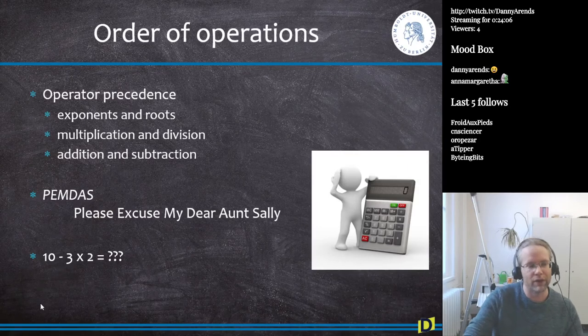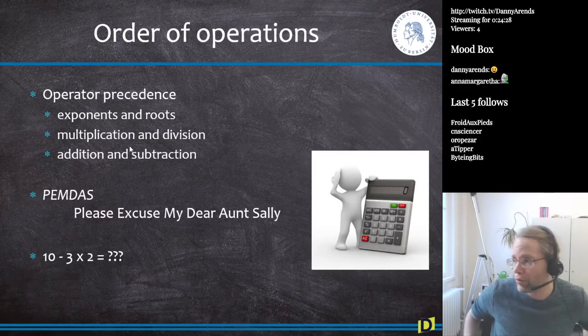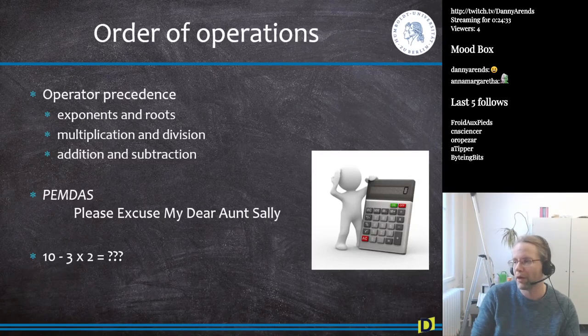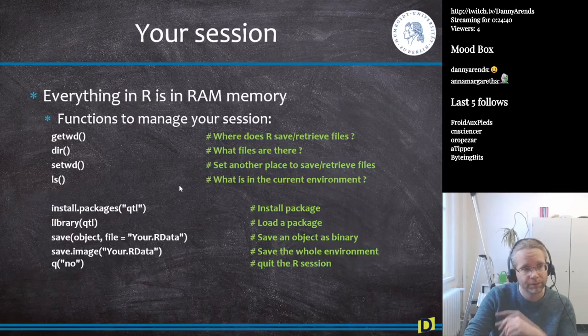So when we look at something like this, then first go is multiplication. So we do 3 times 2 is 6, and then we do 10 minus 6. So the answer here is 4 and not 14, which on Facebook people always shout, oh, the answer is 14, which it of course isn't, because you have to adhere to the order of operations. Of course, this can always be overwritten by using brackets. So if you really want to do 10 minus 3 multiplied by 2, you just put brackets around it, and then it's perfectly fine, and it will first do the subtraction and then the multiplication.